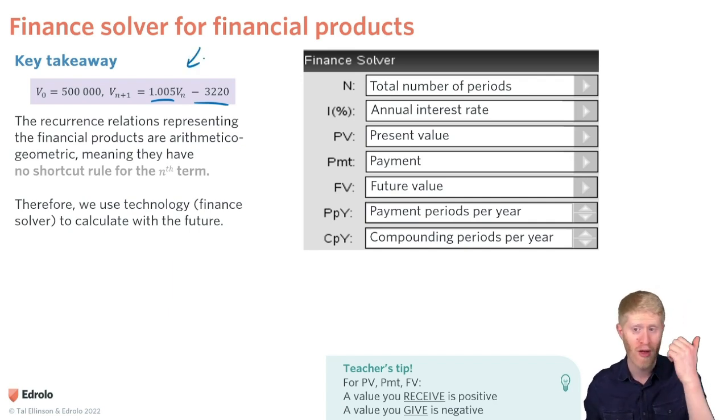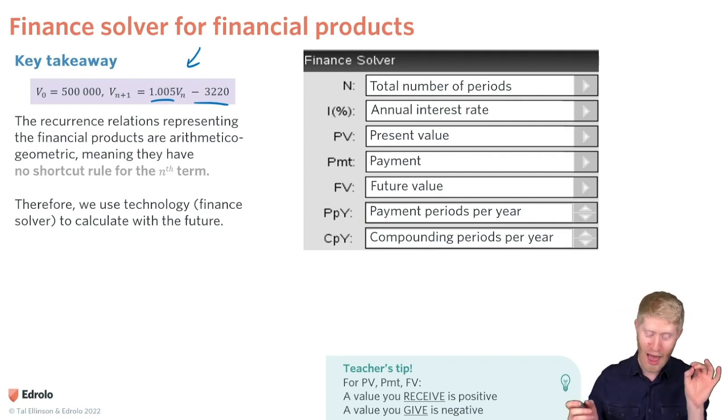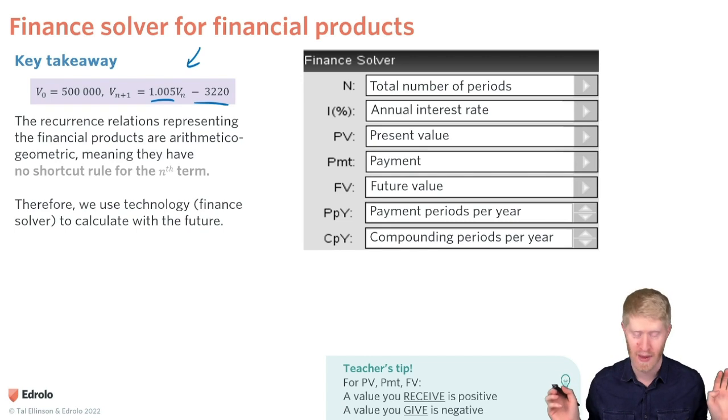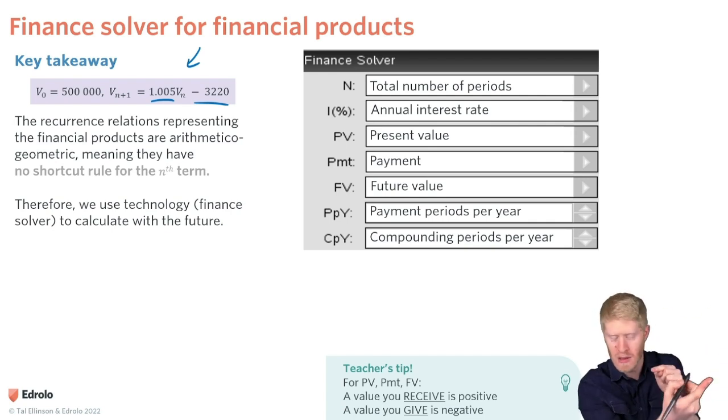So far, if you look at all the other recurrence relations we had, they were all either arithmetic or geometric recurrence relations. This one that's an arithmetico-geometric, it's got both the multiplication and the addition or subtraction in it, has no rule for the nth term. But we don't want to have to write out every step of the way if I want to know how much I owe in 30 years' time.